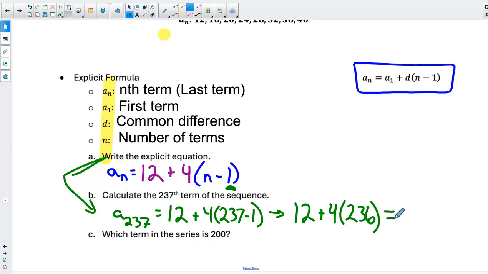So practice typing it in, because there's chances to make mistakes on this. And when you do type it in, what do you get? 956. Awesome. Thank you.